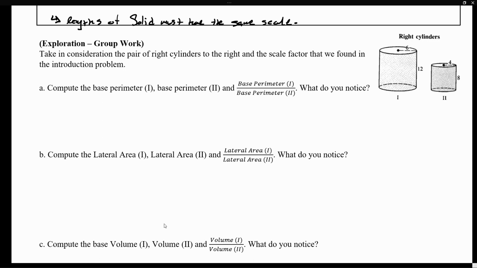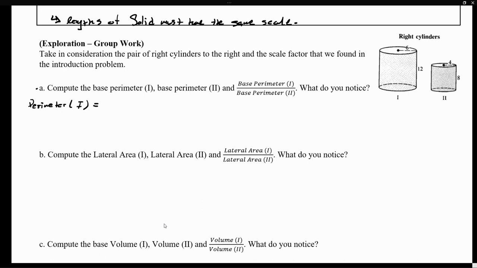So we're going to take a look at A first, and under A, we want to compute the base perimeter of figure 1, and we want to compute the base perimeter of figure 2. Then we're going to divide their perimeters, and we're going to notice something. So let's start by that. Let's take a look at the perimeter for the base of figure A, or figure 1.